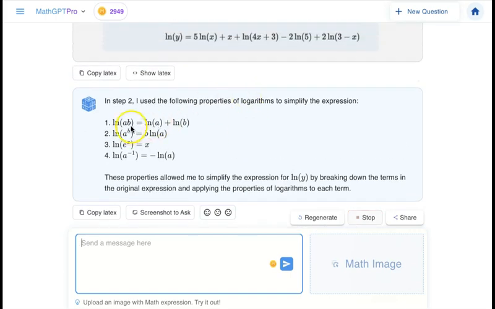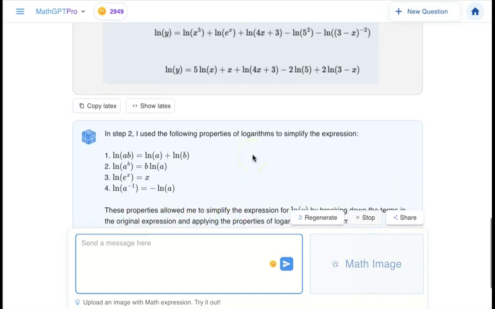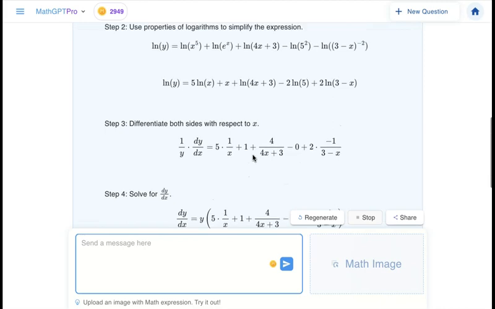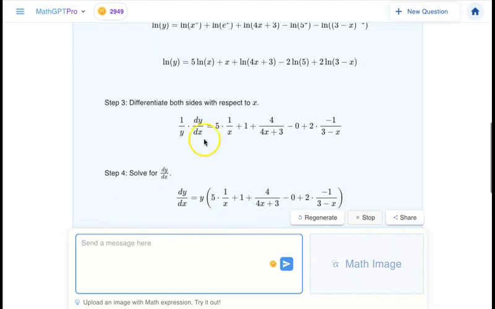So ln of ab, like I said, is ln of a plus ln of b. Ln of e to the x is x. These properties allowed me to simplify the expression by breaking it down in terms of the blah, blah, blah. So let's keep going through its explanation.